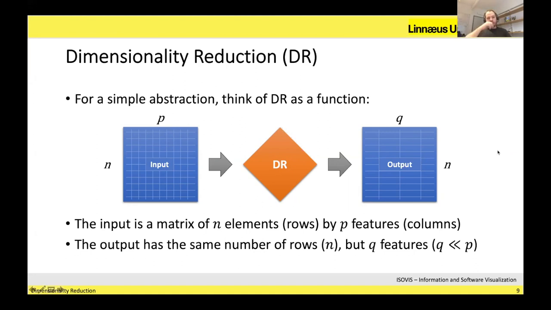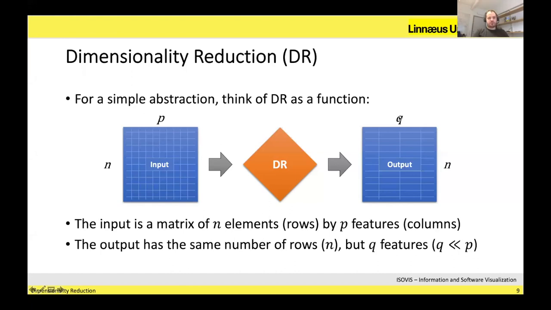So you can think of dimensionality reduction, if you want to think of it as a very simple abstraction, as a function. The function takes as input your entire data set. So let's say your input data set has n data instances. These are the rows of the matrix, and p dimensions or features, which are the columns of the matrix. Then you put it into DR, and what you get out of it is, again, n. So you can see that this matrix has the same number of rows as this one, so they're both n, because you don't lose data points in the process, okay? The data point stays the same, but you have fewer dimensions or features.